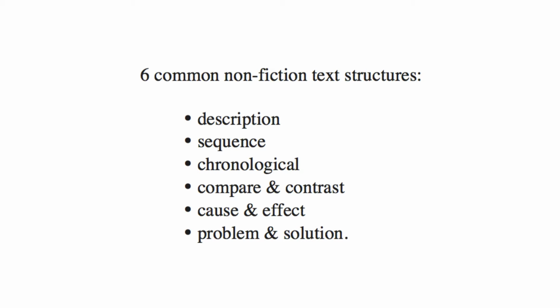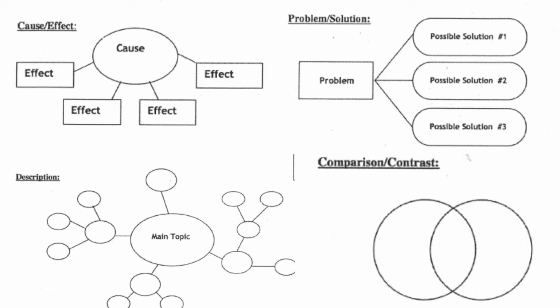This series examines 6 common nonfiction text structures: description, sequence, chronological, compare and contrast, cause and effect, problem and solution. Text structure is the term used to describe the way the information is organized in a passage. Think of it as a flowchart.